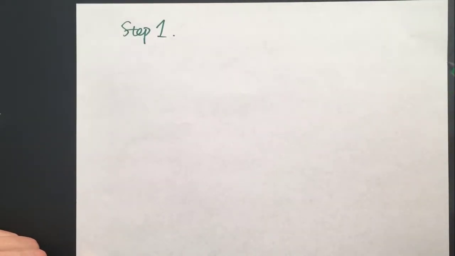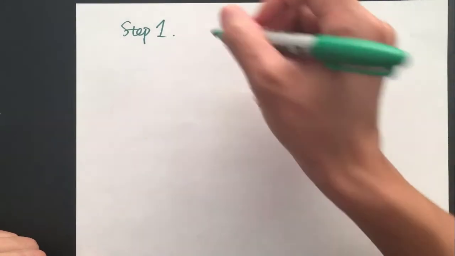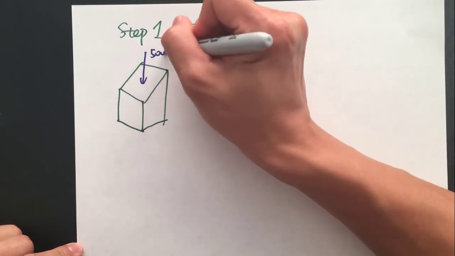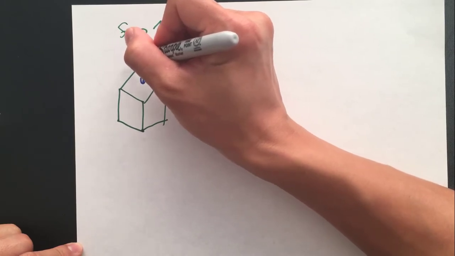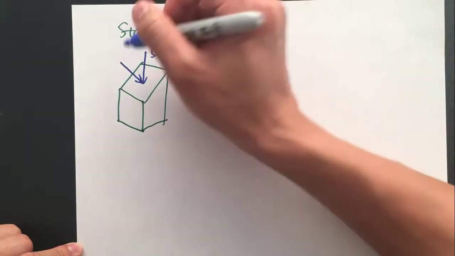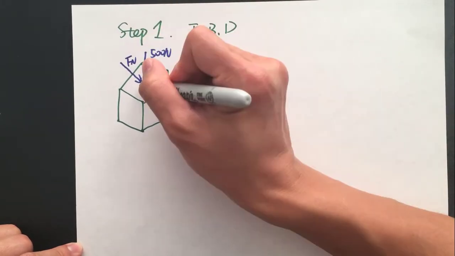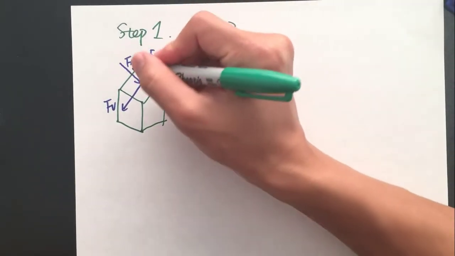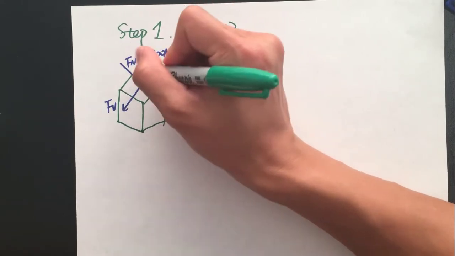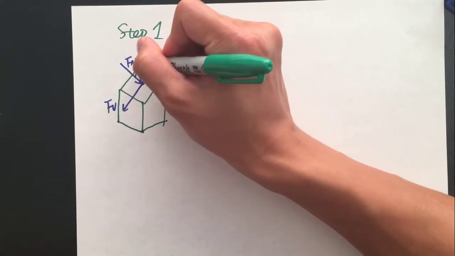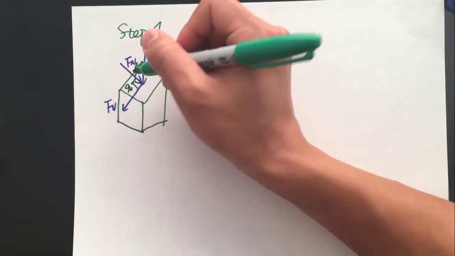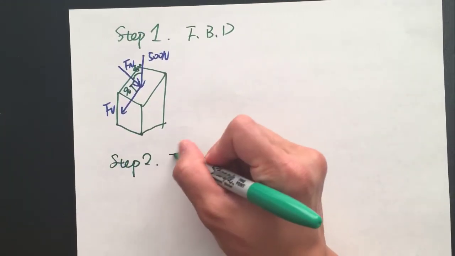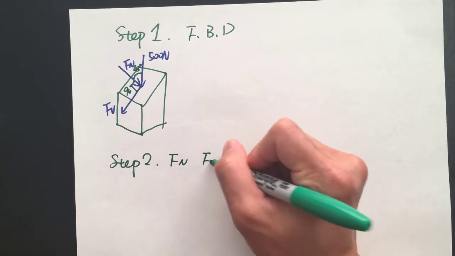So step 1, we cut this slab at the section AA and draw the free body diagram. We have this 500 force, and we resolve this force into the normal direction, which is called Fn, and the shear direction, Fv. The angle between the normal force and this 500 Newton force is 45 degrees, and between the normal force and shear force is 90 degrees here. Now step 2, let's find out what Fn and Fv are.